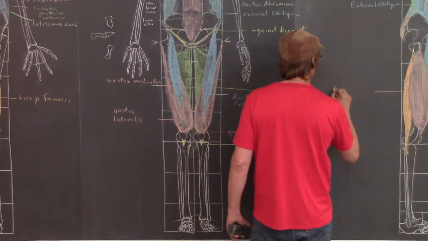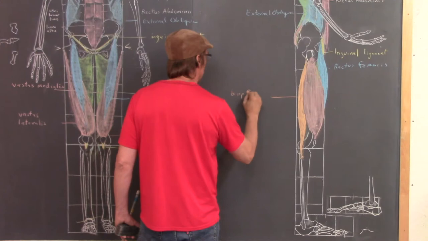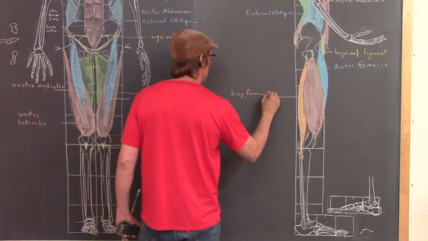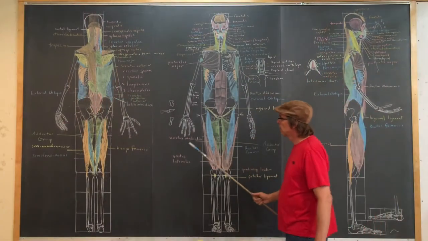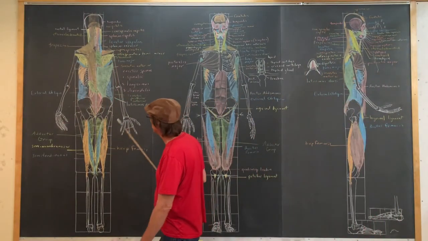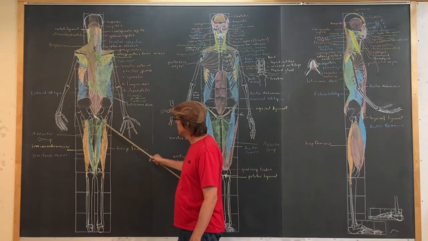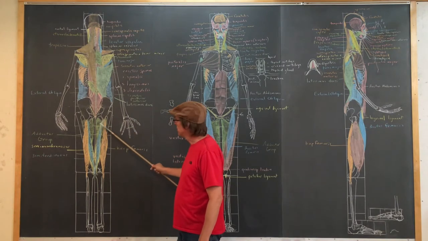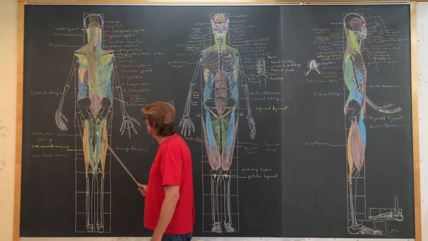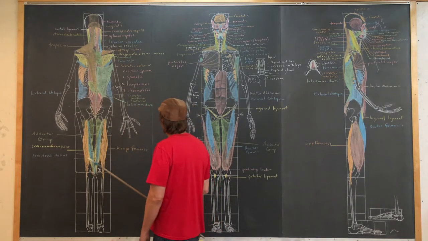Biceps femoris. Let's go on to the gluteal group, a set of four muscles. I say that because we wouldn't see all these attachment points in the back of the legs with the hamstrings if we had done those first.